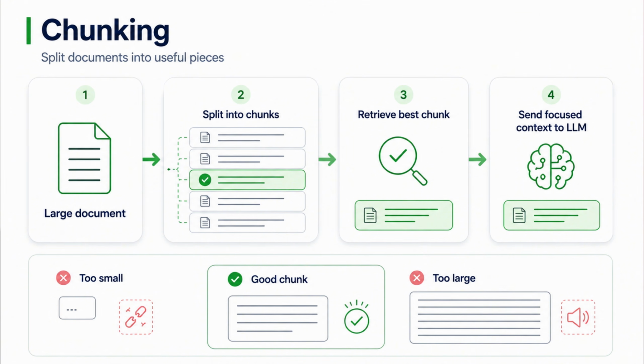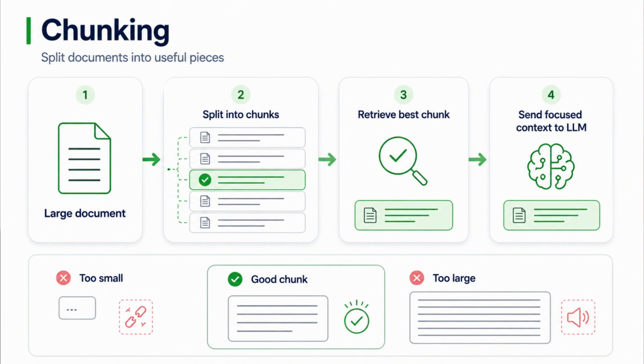The reason we do this is simple. Most documents are too large to send to the model directly. And even if we could send the full document, it may include too much unnecessary information. So instead of giving the model the full document, we try to retrieve only the most relevant parts.